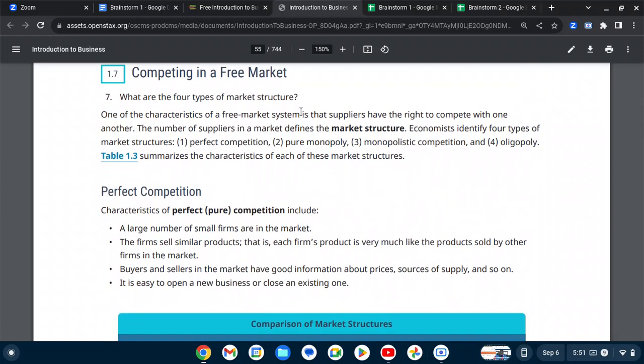1.7 Competing in a free market. 7. What are the 4 types of market structure? One of the characteristics of a free market system is that suppliers have the right to compete with one another. The number of suppliers in a market defines the market structure. Economists identify 4 types of market structures: 1. Perfect competition. 2. Pure monopoly. 3. Monopolistic competition. 4. Oligopoly. Table 1.3 summarizes the characteristics of each of these market structures.